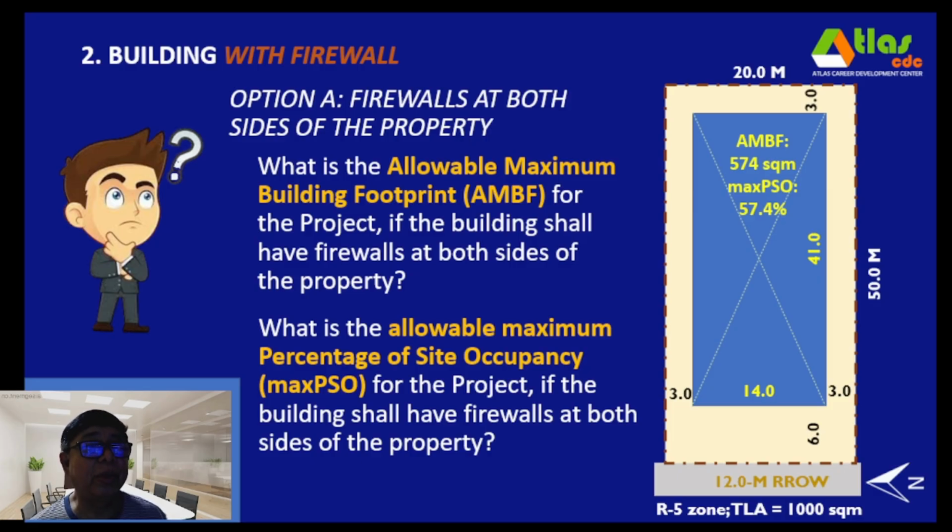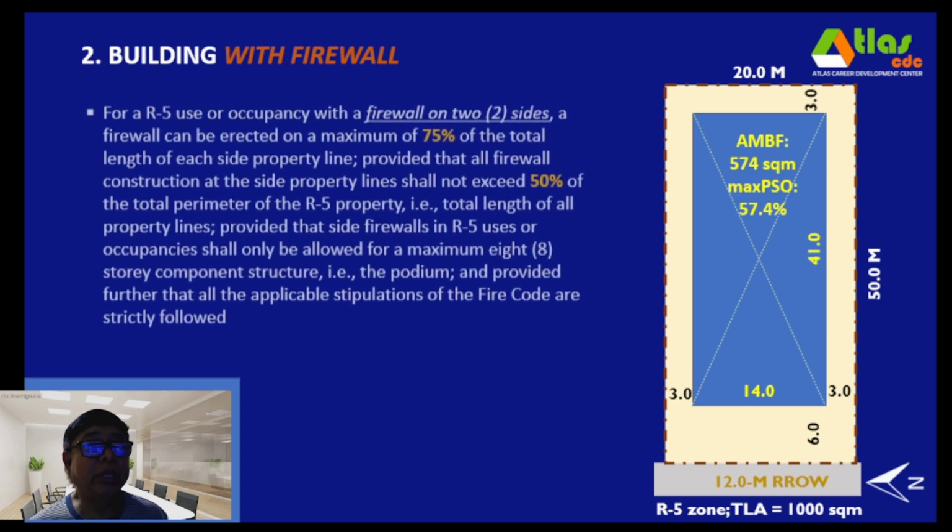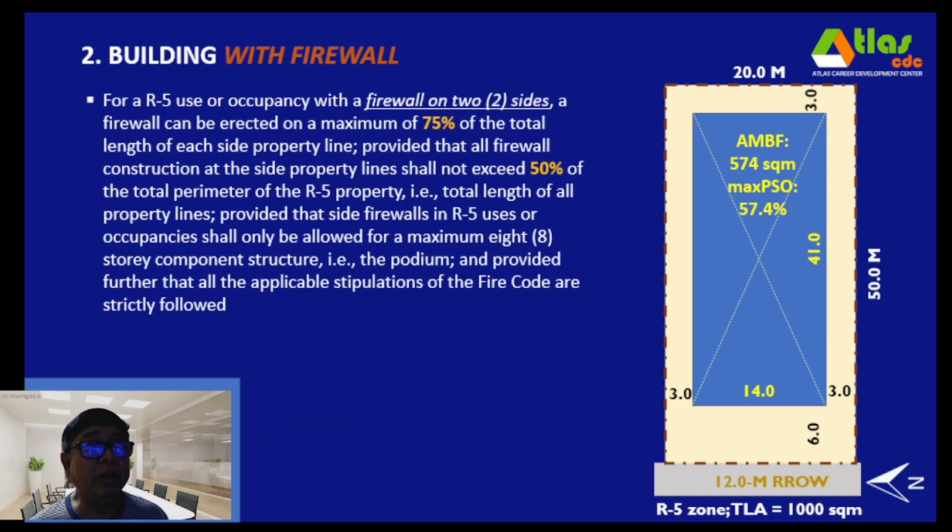So what is the allowable maximum building footprint or AMBF for the project if the building shall have firewalls at both sides of the property? Or what is the allowable maximum percentage of site occupancy, maximum PSO for the project if the building shall have firewalls at both sides of the property? So i-check natin yung firewall provisions.